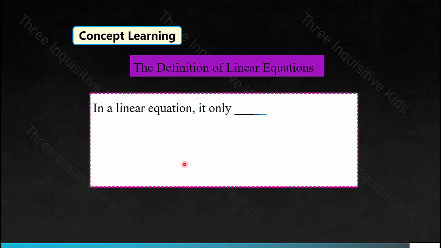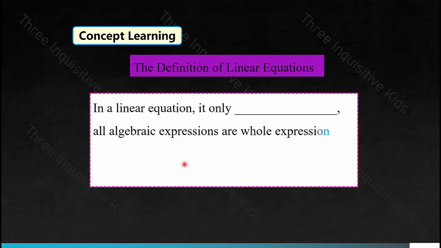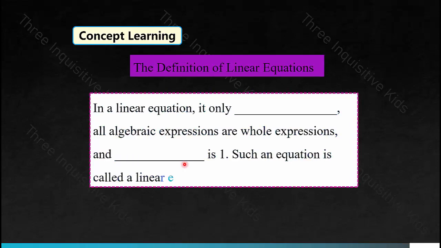Concepts learning. The definition of linear equations. So in a linear equation, it only contains one variable. All algebraic expressions are whole expressions, and the index of the variable is always 1. So its exponent is always 1. Such an equation is called a linear equation.